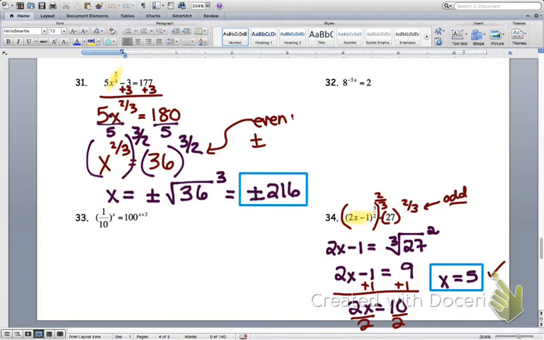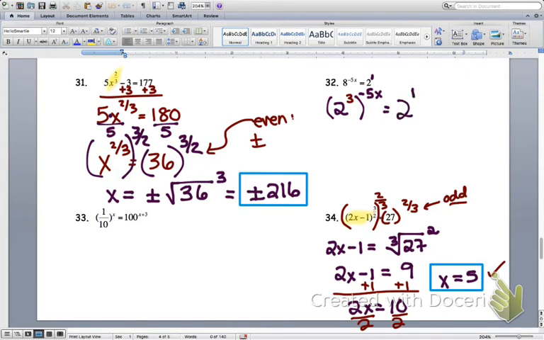Now we'll look at number 32. So this looks a little confusing. One thing I like to write in is 2 to the first power. So I know that I'm going to need to change my base on the left side. I need to rewrite 8 as a base of 2. So 2 to what power is 8? The third power. And then on the right, I'm going to continue to write 2 to the first.